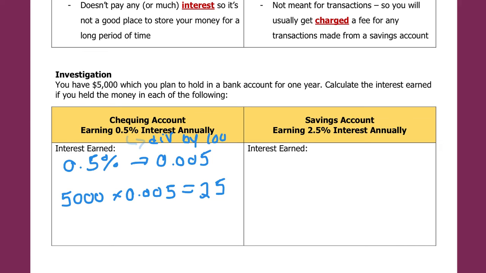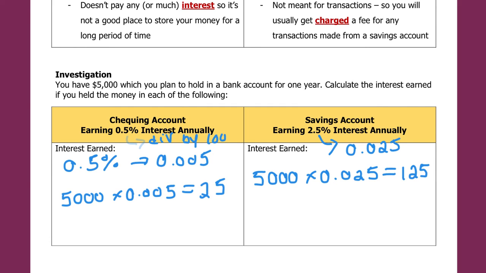Now, if we hop on over to our savings account, we can see our percent there is a bit bigger. So if we change this to a decimal, we're going to get 0.025. And then we're going to multiply this by 5,000 to calculate our interest. So we've got 5,000 times 0.025. And when we do that, we get 125.